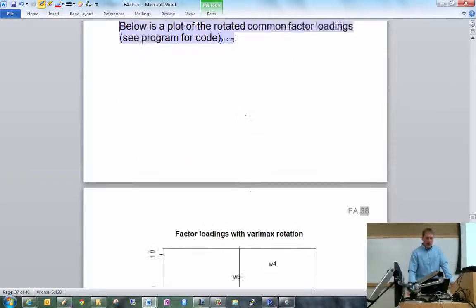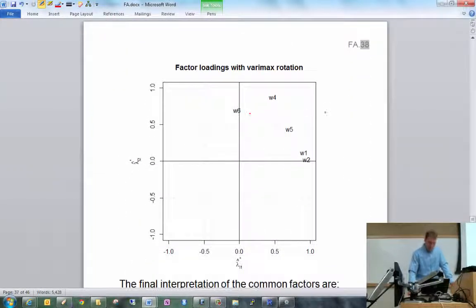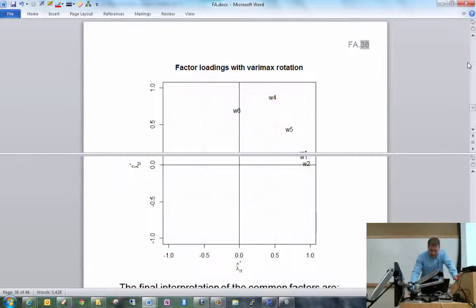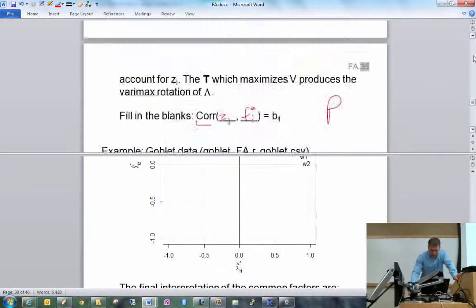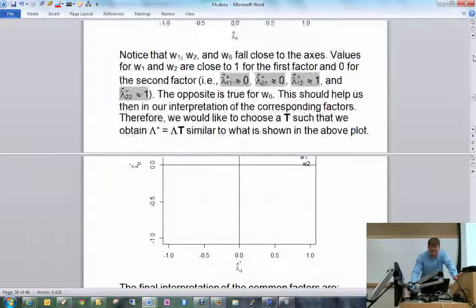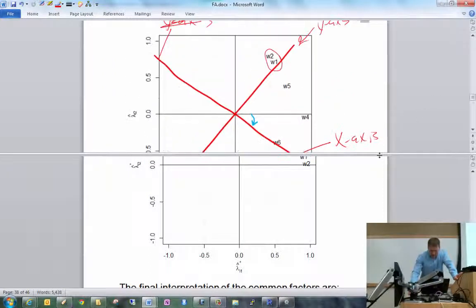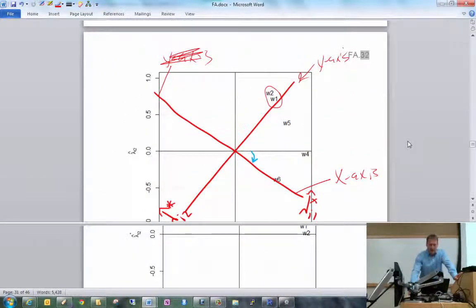Very briefly here, I do want to mention that if I were to do the same plot of those factor loadings that we saw about 10 minutes ago, this is what I would get. And let's do a split screen here. Let's compare that to what we had before. So this is what we had before. And you can see that W1, W2, W5, W4, and W6 are relatively in the same location that we had seen when I had drawn those red lines.